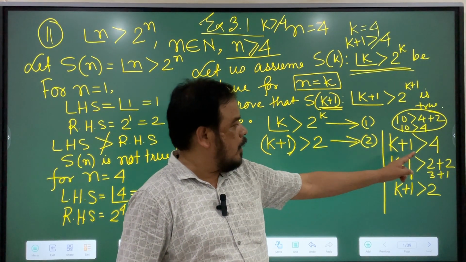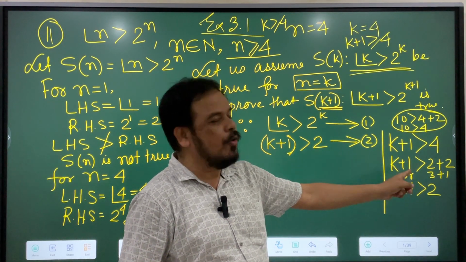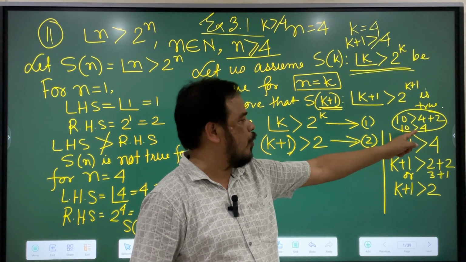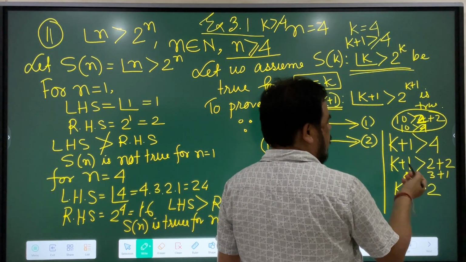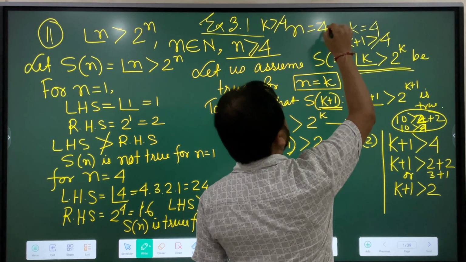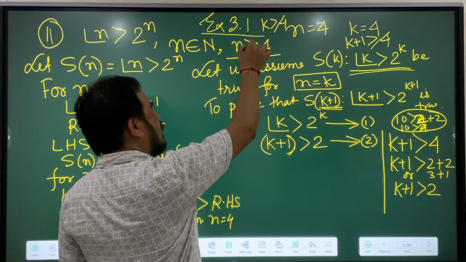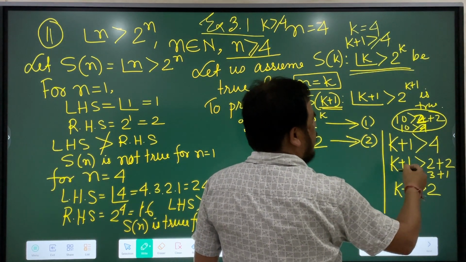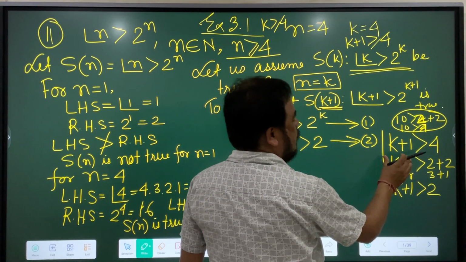I hope all of you have understood whatever I have explained here. Once again let me explain. 10 is greater than 4 plus 2, so 10 is greater than 4, or 10 is greater than 2 plus 2, then 10 is greater than 2, same thing. 10 means k plus 1. Why is k plus 1 greater than 4? Because the condition is given, n is greater than or equal to 4. So k plus 1 may be 5, 6, whatever it is, but k plus 1 is greater than 4.